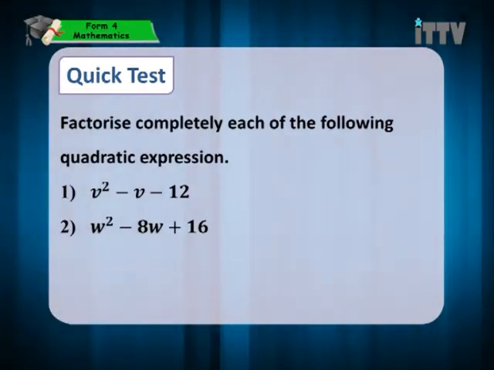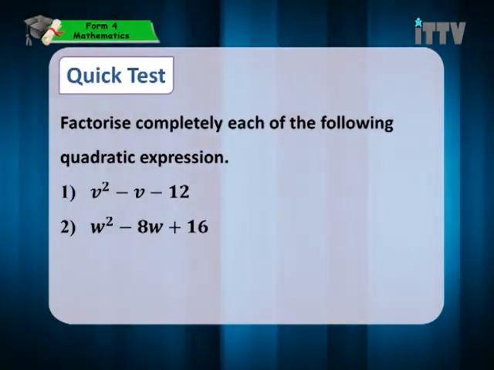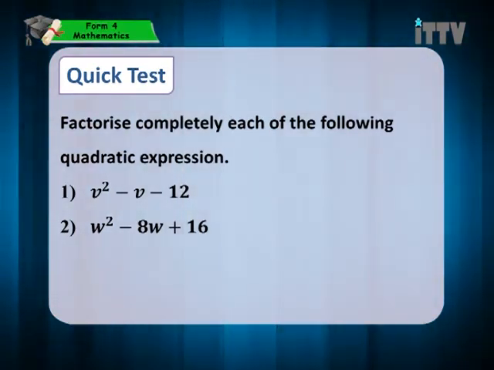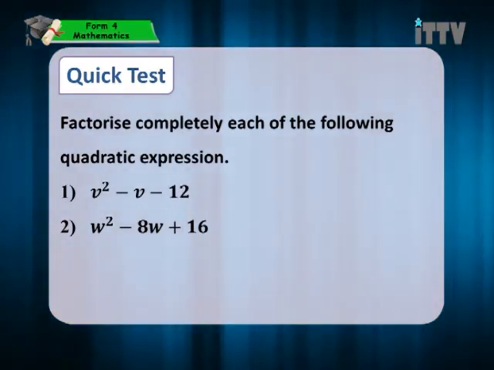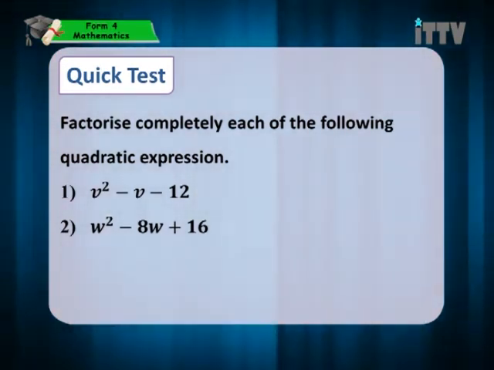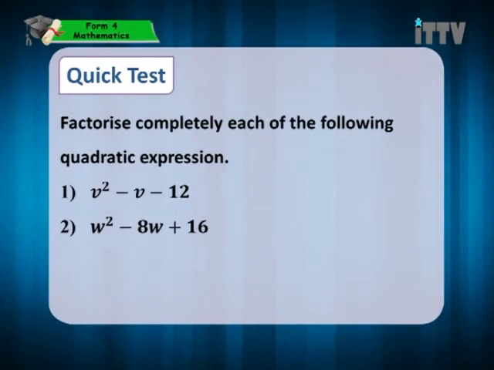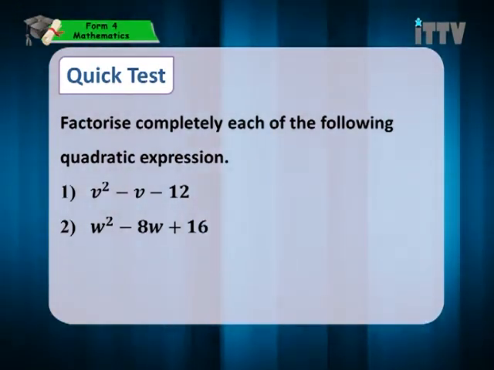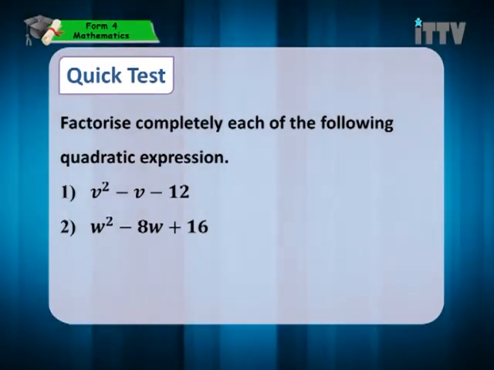Alright, let's look at our quick test. Factorize completely each of the following quadratic expressions. In number 1, v square minus v minus 12, and 2, w square minus 8w plus 16. All right, now you have some time to factorize it. Remember the 5 steps.